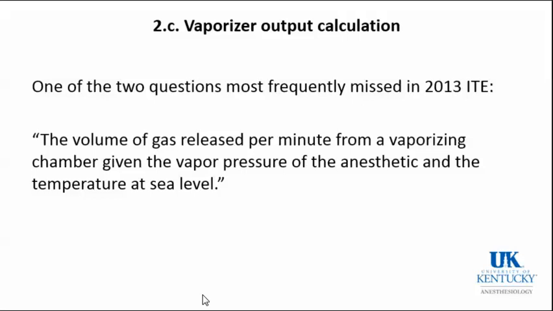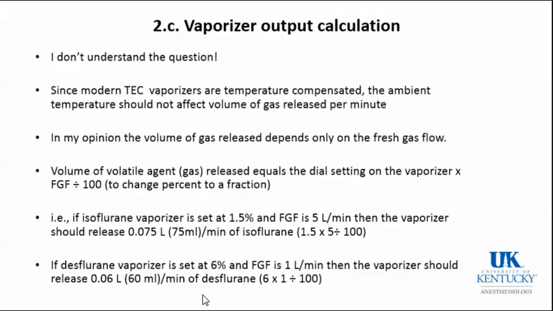Now, another question that appeared in the past, and I don't know if it's appeared recently, is a vaporizer output. And this appeared in 2013, and I hope it hasn't reappeared, because it seems like a nonsensical question, but it said the volume of gas released per minute from a vaporizing chamber given vapor pressure of the anesthetic and the temperature at sea level. And I've gone through why, and I've talked to Dr. Schell about it, why we don't understand the question.